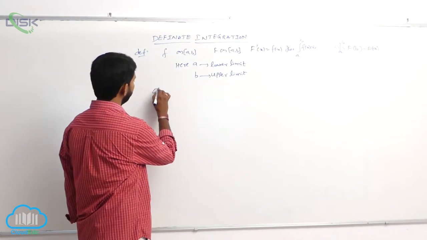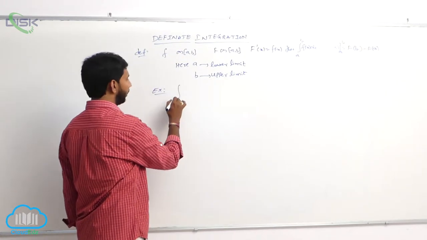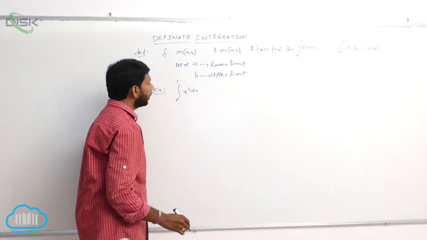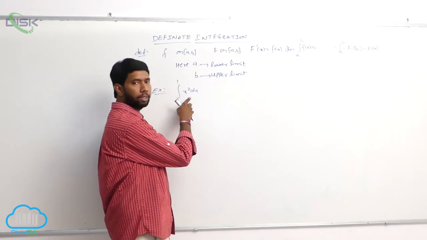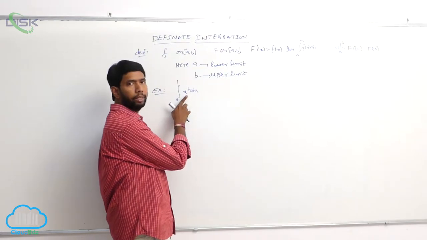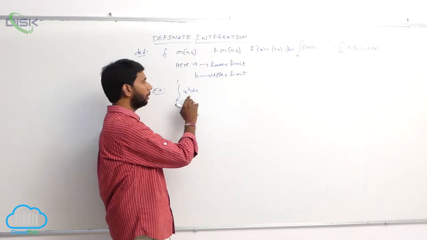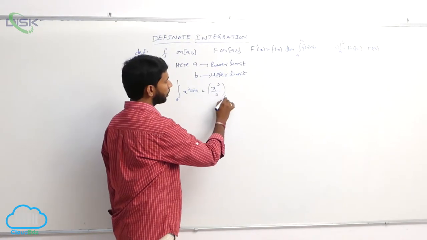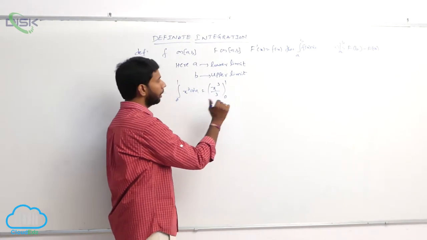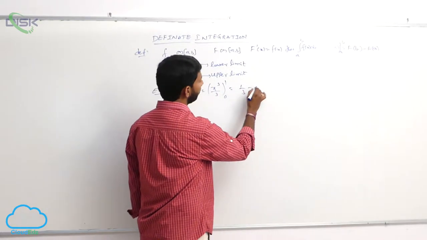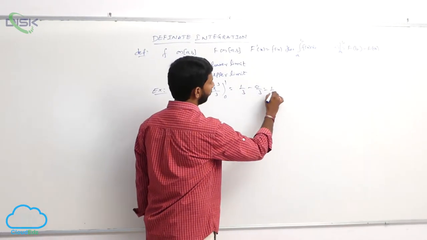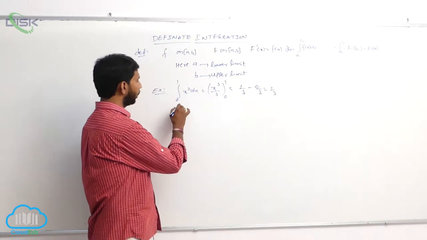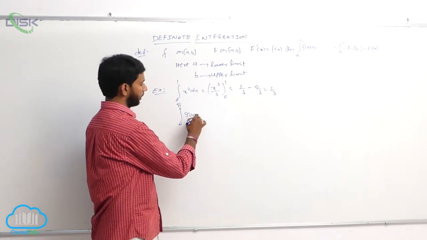For example, the integral from 0 to 1 of x square dx. Here the integral of x power n is x power n plus 1 by n plus 1, that is x cube by 3 over the limits 0 to 1. First I substitute the upper limit, that is 1 by 3 minus 0 by 3, the value equal to 1 by 3. And one more example is the integral from 0 to pi of sin x dx.